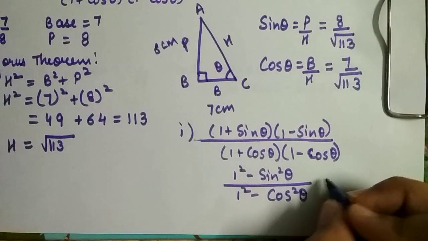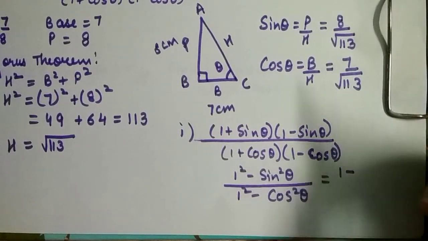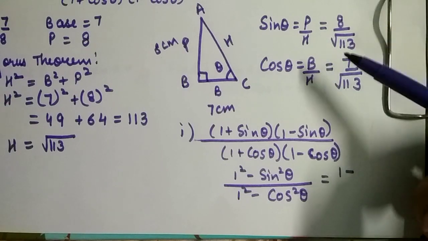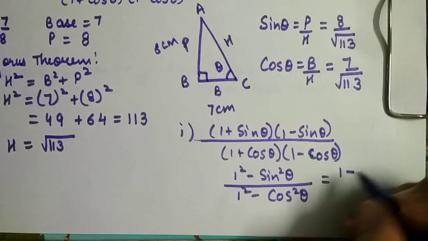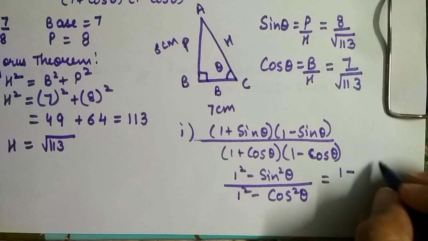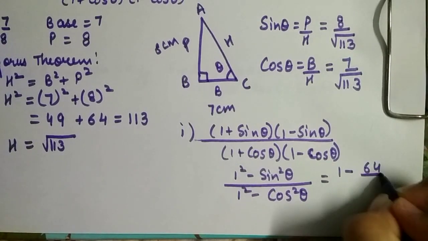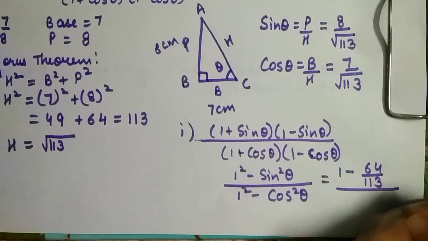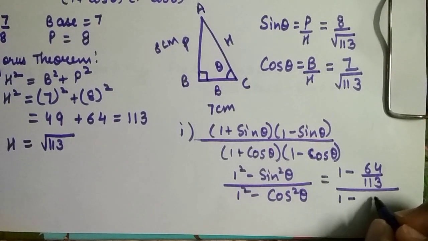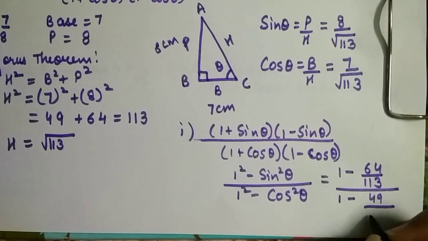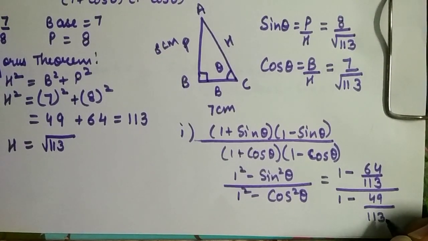Now put the values. It is 1 minus, sine theta is 8 by root 113, so square of sine theta will be 64 upon 113, upon 1 minus cos theta, which is 7 upon root 113, so square is 49 upon 113.